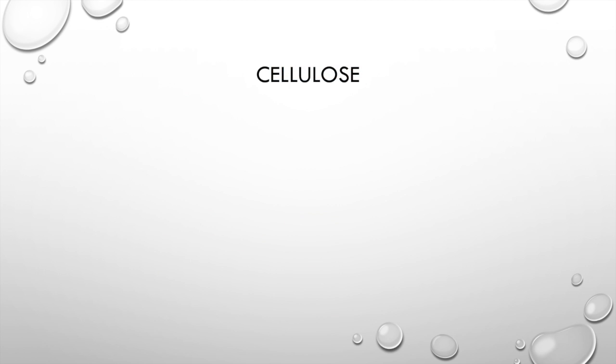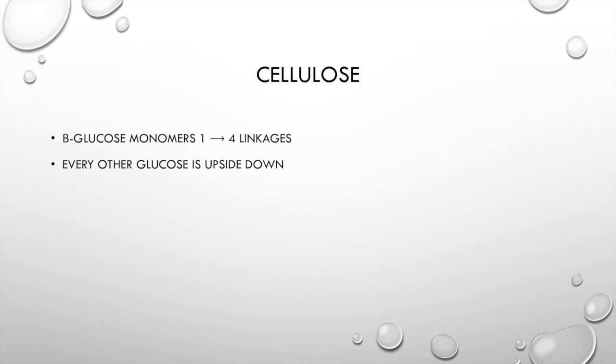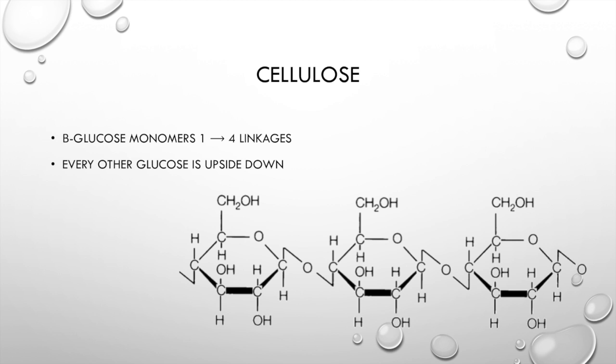Cellulose is a major component of cell walls, so of course it's used for cell support. It's made up of beta glucose monomers with 1-to-4 linkages. It's long and straight, and it has unbranched chains with large numbers of polar OH groups. And in this case, every other glucose is upside down, and this allows for hundreds of thousands of hydrogen bonds to form between the chains. And that allows for that rigidity in the cellulose molecule, allowing it to be used for support.